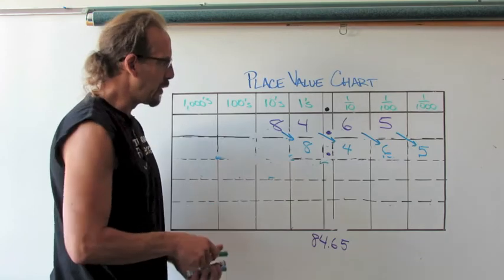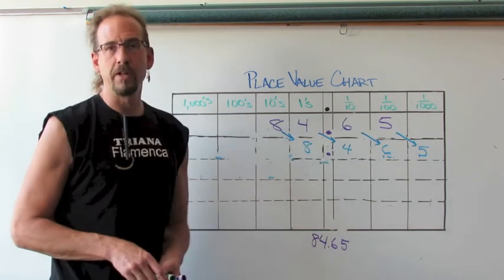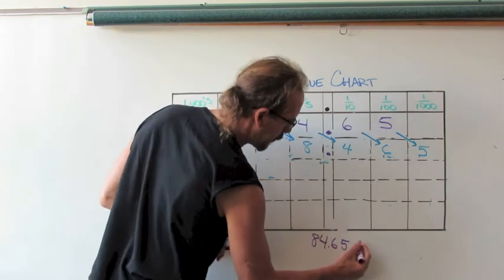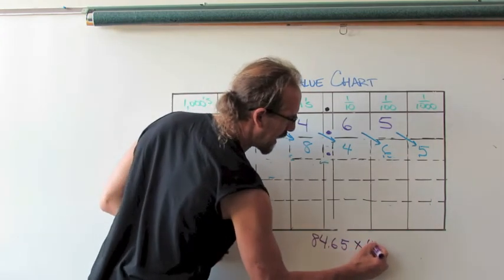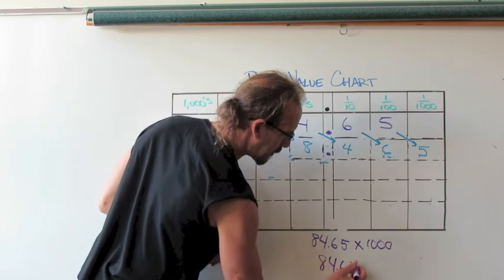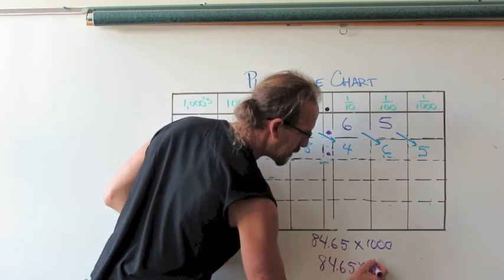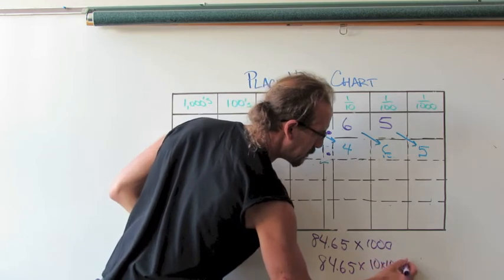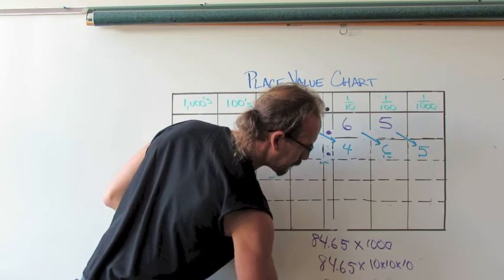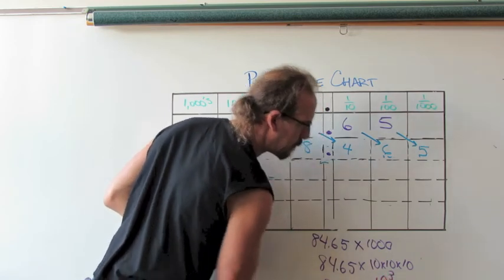Finally, kids will learn how to use exponents in the same way. So instead of writing 84.65 times 1,000, we would now learn to write it this way: 10 times 10 times 10, which is the same as 10 to the 3rd power.